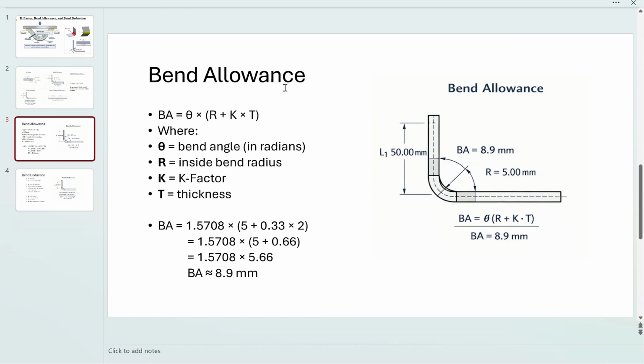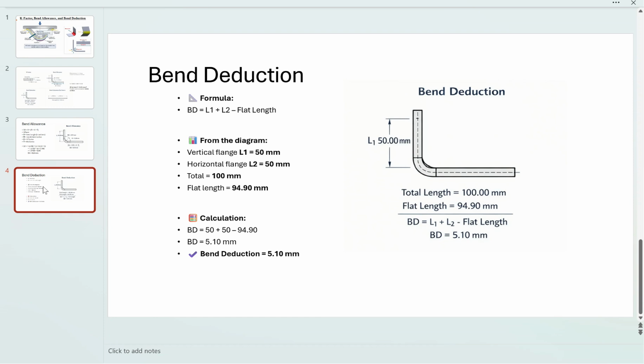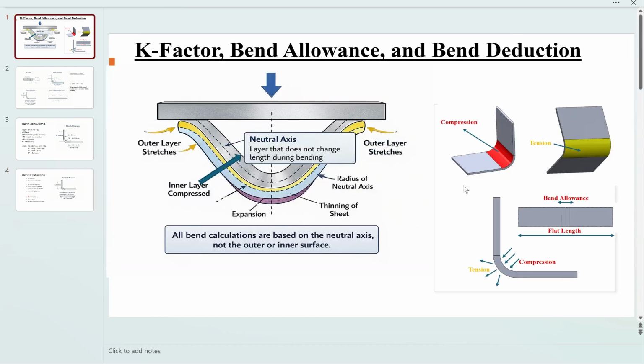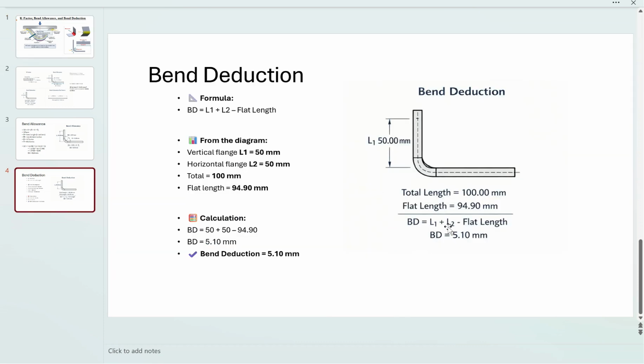We will check it in the SolidWorks drawing also. Before that, let's see the bend deduction. What is the bend deduction? Bend deduction is the amount subtracted from the total flange length. That means 50 is equal to L1 plus L2 minus flat length.